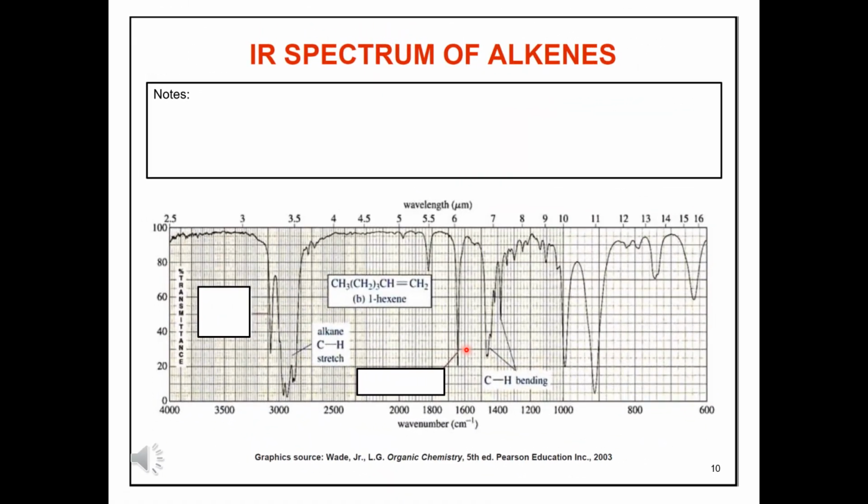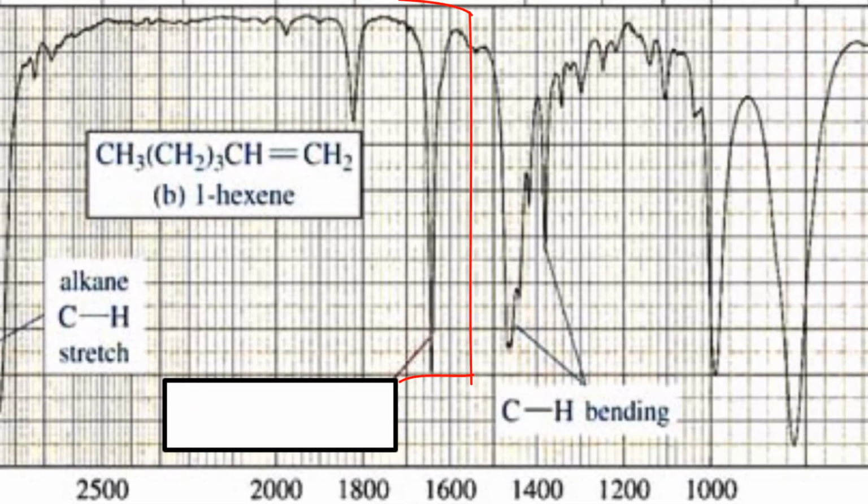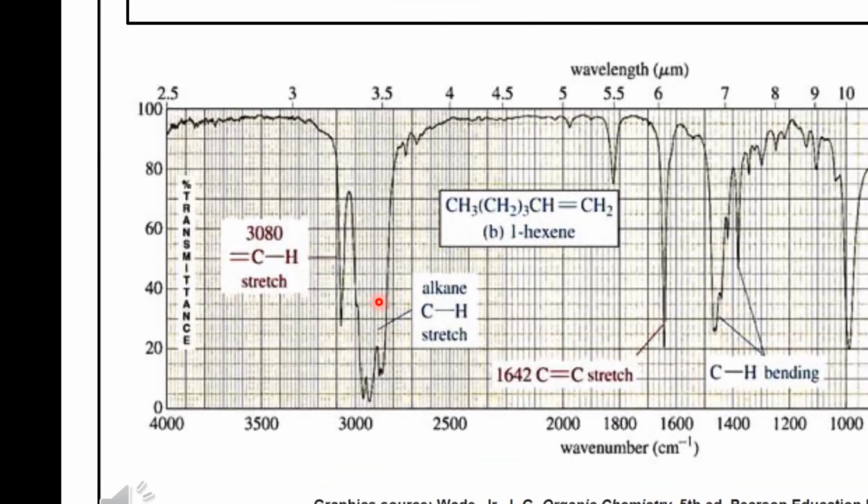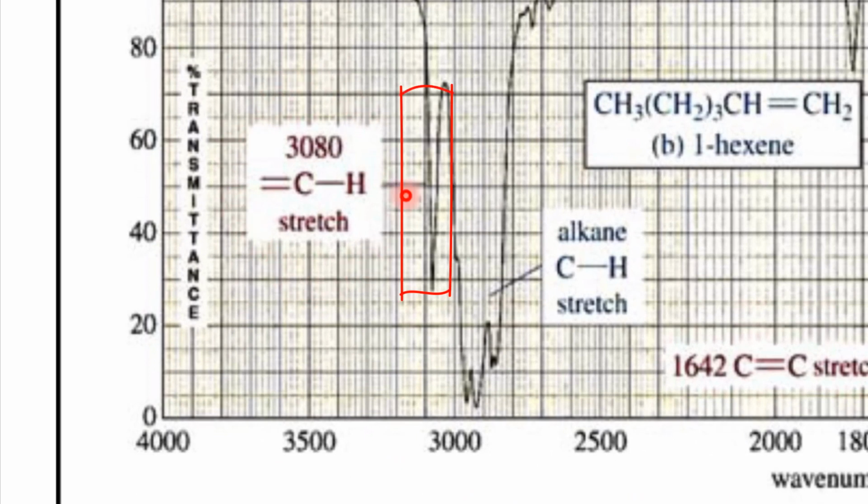Here's an IR spectrum of a representative alkene. This is 1-hexene. Now, there will also, as we've said, be sp3 carbon-hydrogen bands, as shown here, but there's also now an additional sharp medium band that corresponds to the carbon-carbon double bond stretching vibration at about 1600 to 1700 wave numbers. Some alkenes might also show a band for the sp2 carbon-hydrogen bond stretch, and this appears for this molecule at about 3080 wave numbers, as shown here.